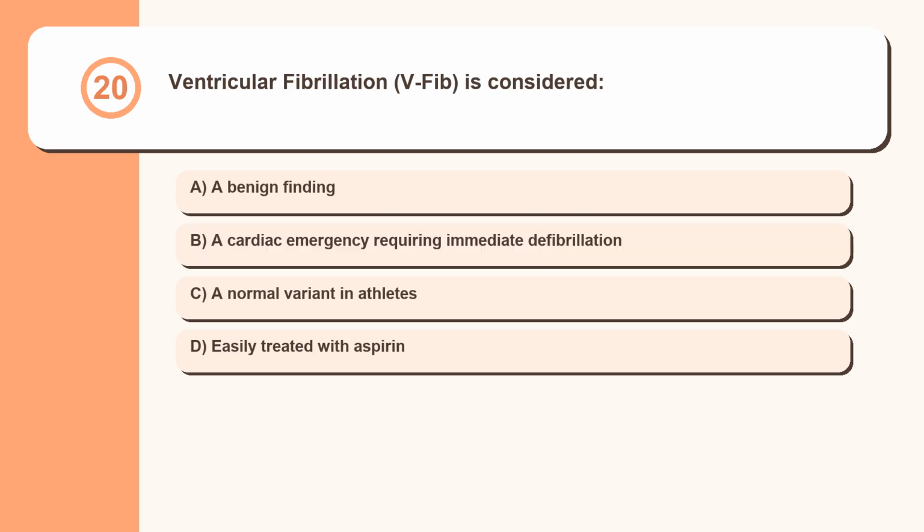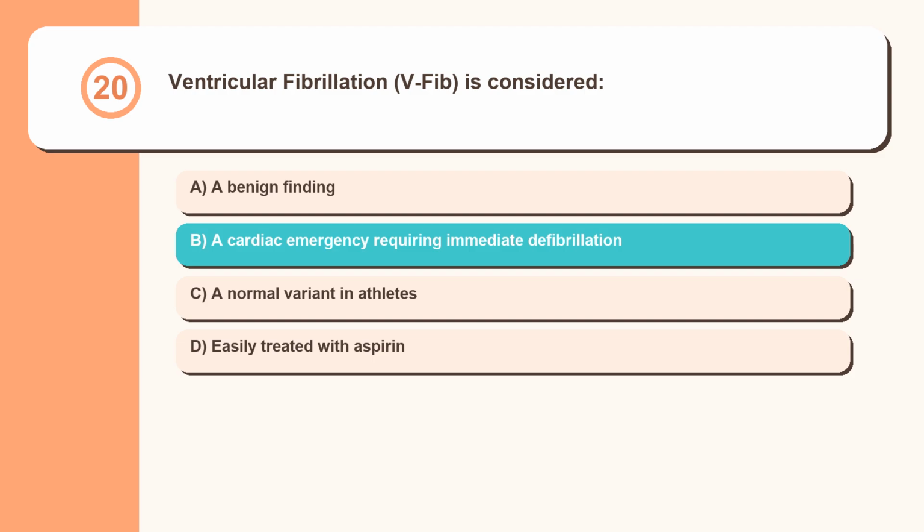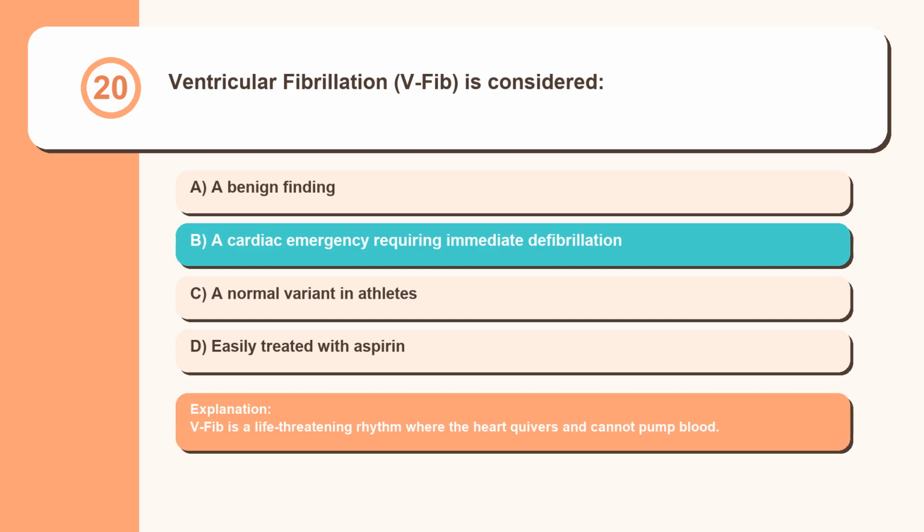Question 20. Ventricular fibrillation, VFib, is considered a benign finding, a cardiac emergency requiring immediate defibrillation, a normal variant in athletes, easily treated with aspirin. VFib is a life-threatening rhythm where the heart quivers and cannot pump blood.